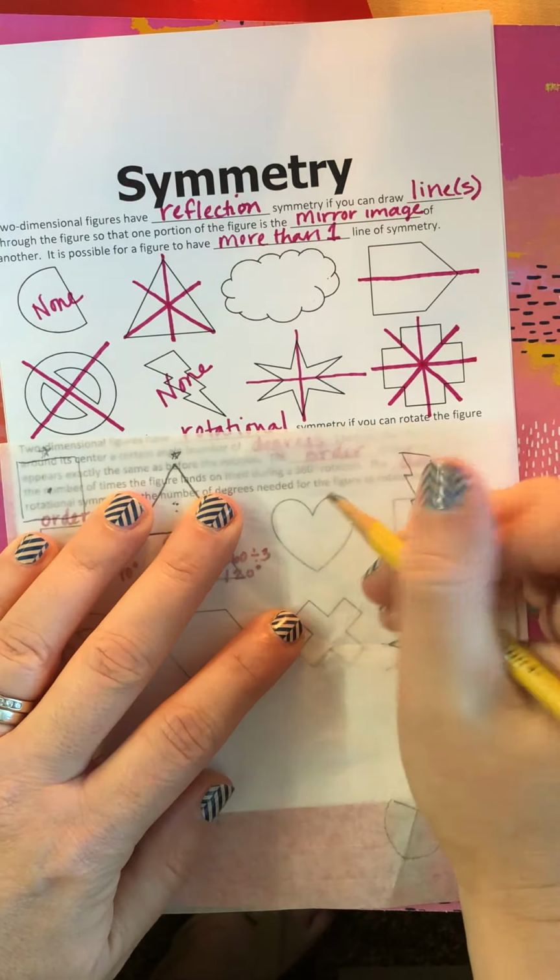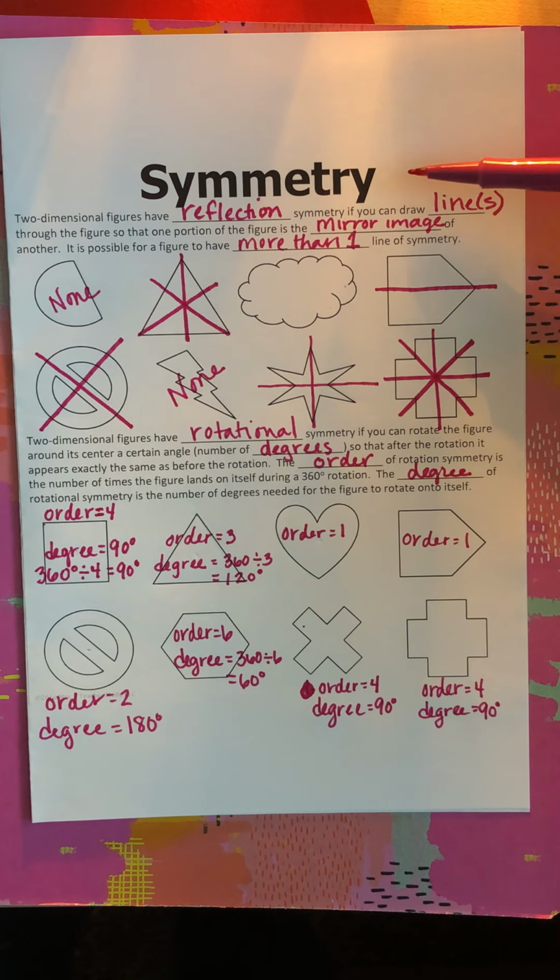All right, so what you guys need to make sure that you do is get this into your interactive notebook, glue it down, and update your table of contents. You can call the title Symmetry.